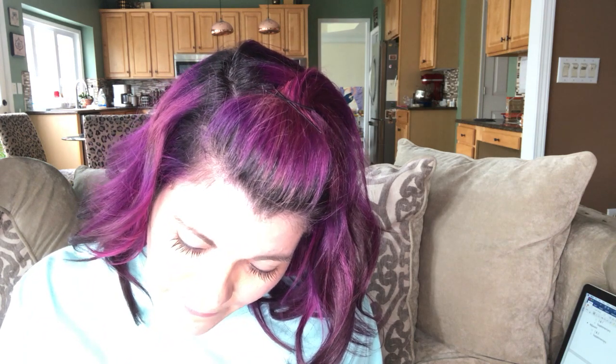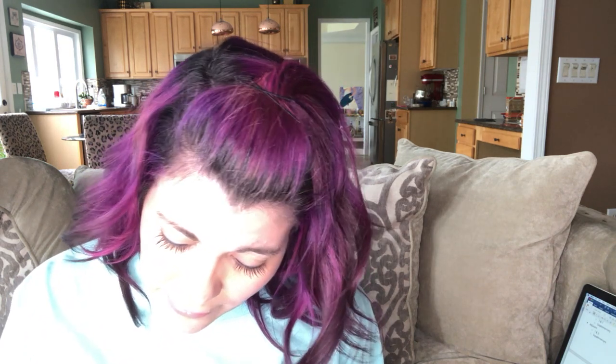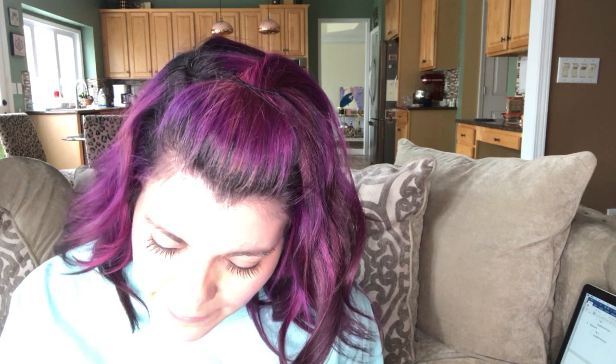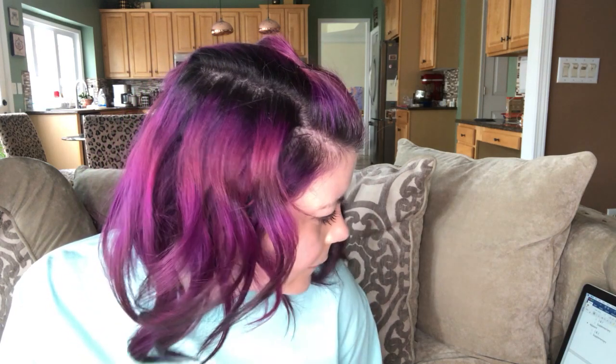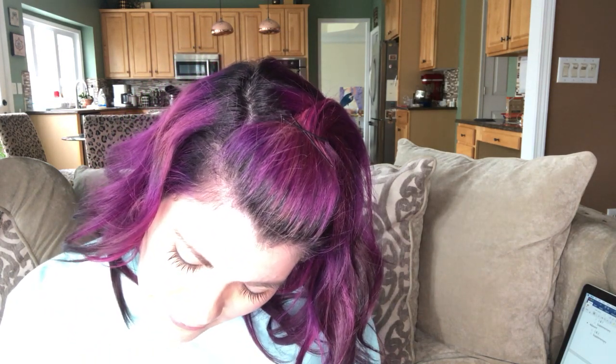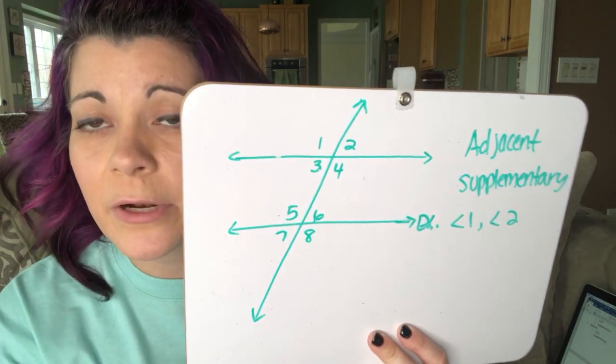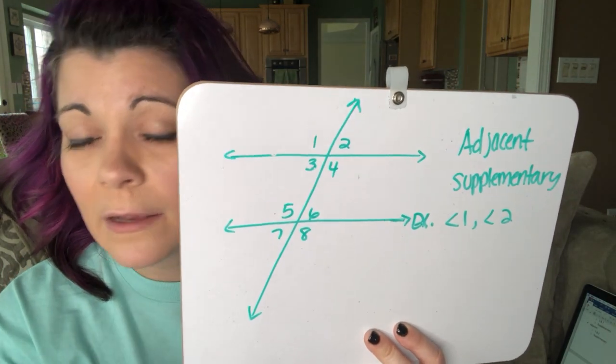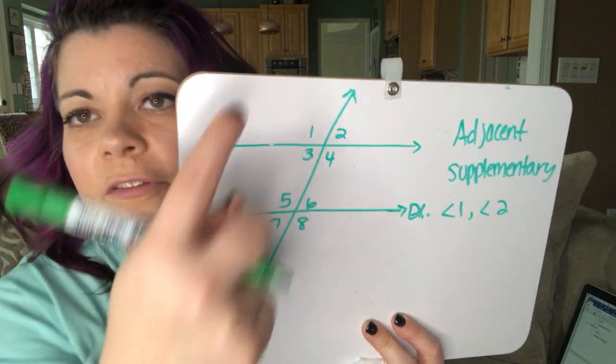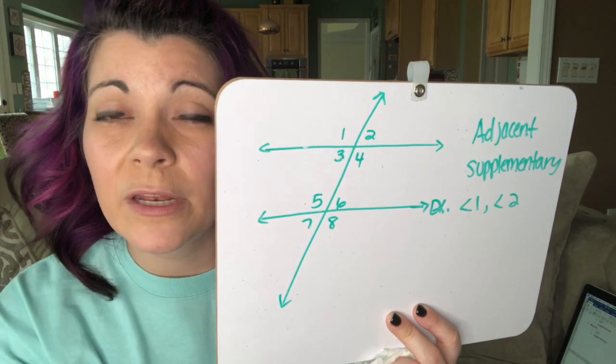And then last is what we call adjacent. So adjacent means side by side, and adjacent angles are also going to be supplementary. And for example, angle 1 and angle 2. And we noticed that angle 1 and angle 2 form a straight line, so we know from our supplementary video that supplementary angles are 180 degrees. So if the angles form a straight line, then we know they're supplementary.